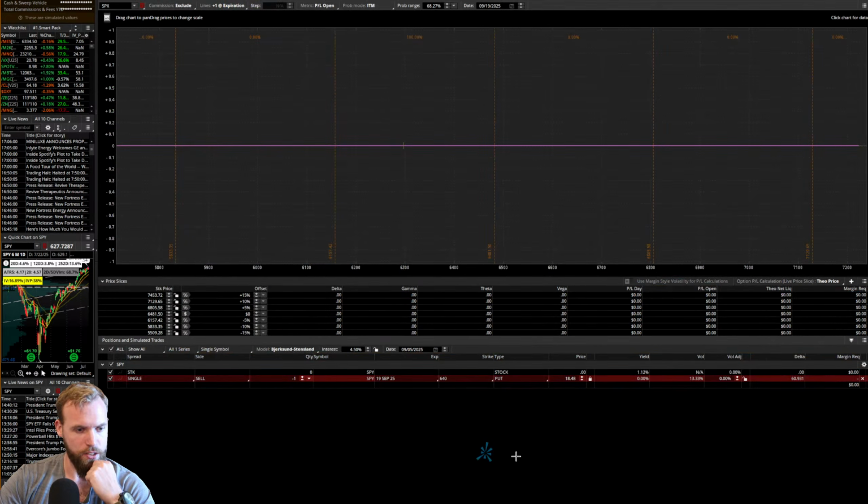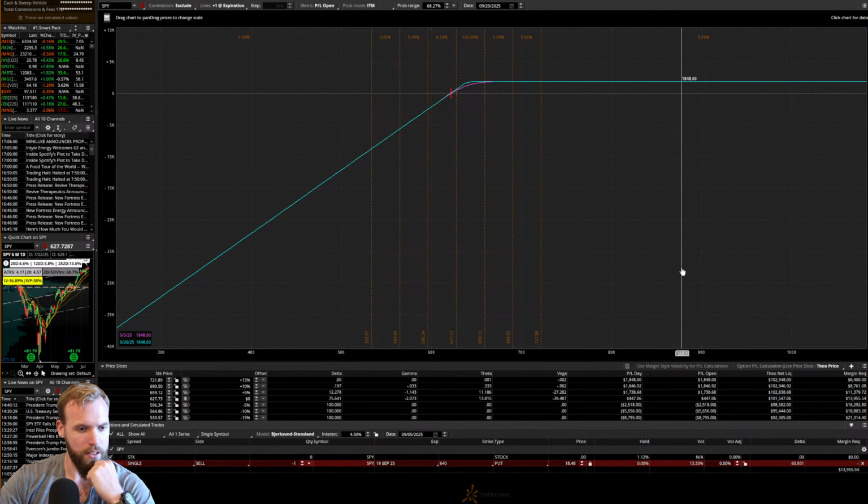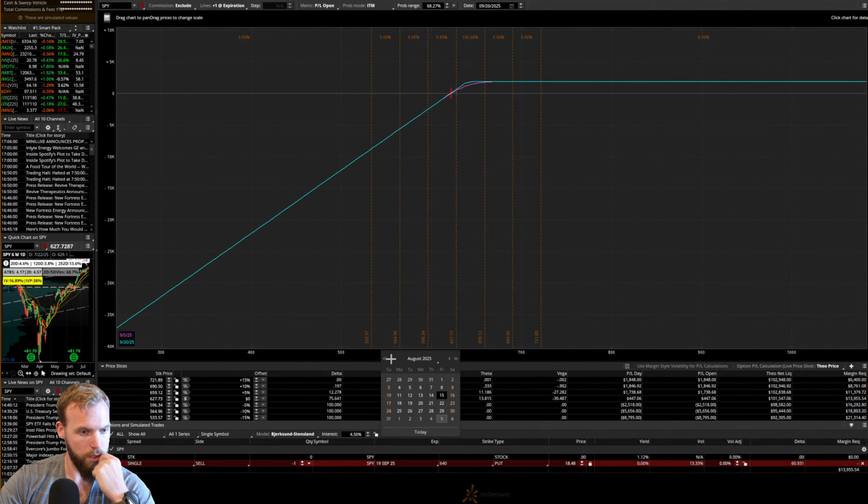We analyze this trade, and I don't know how it works. Is this correct? 20 Sep there. What does this have? This has 5 Sep. So we want this to be 22 July.